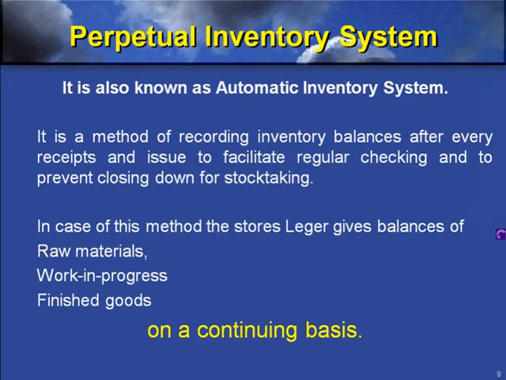So after every receipt of inventory and after issuing every kind of inventory, we check and calculate stock in the business under the perpetual system. This is the beauty of the system. The system provides the information of stock, whether for raw material, WIP, or finished goods, on a continuous basis, because we always calculate it after every receipt and every issue.